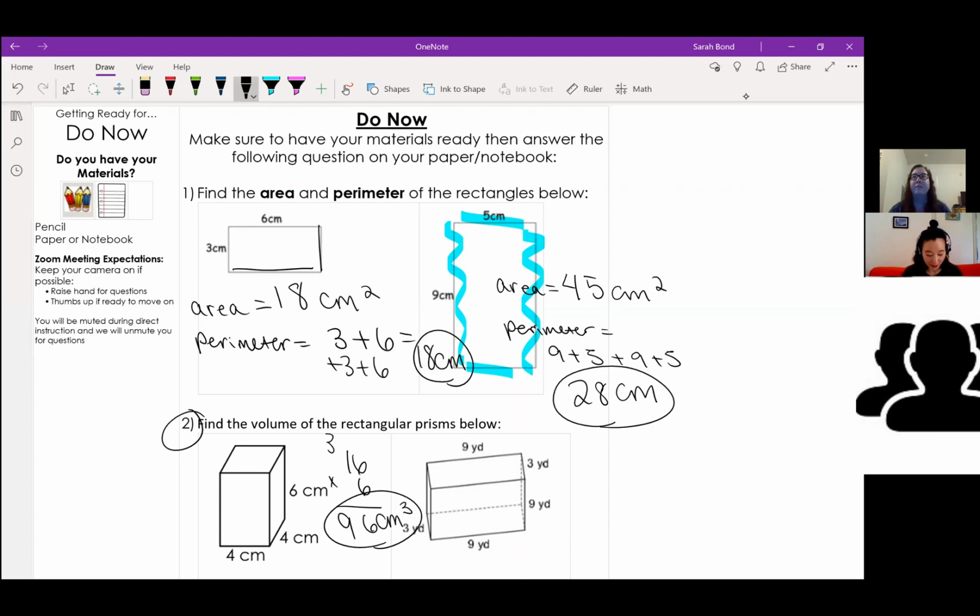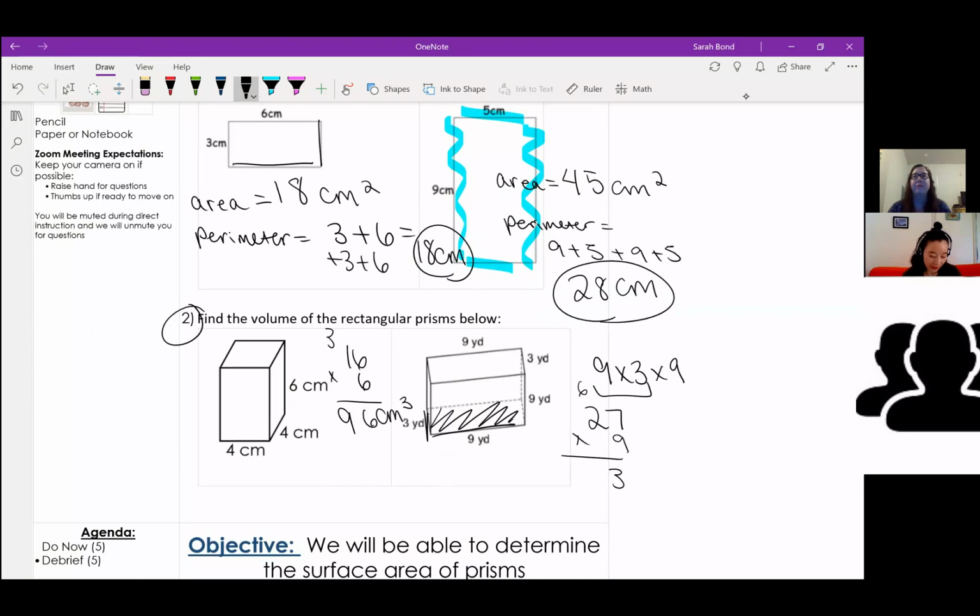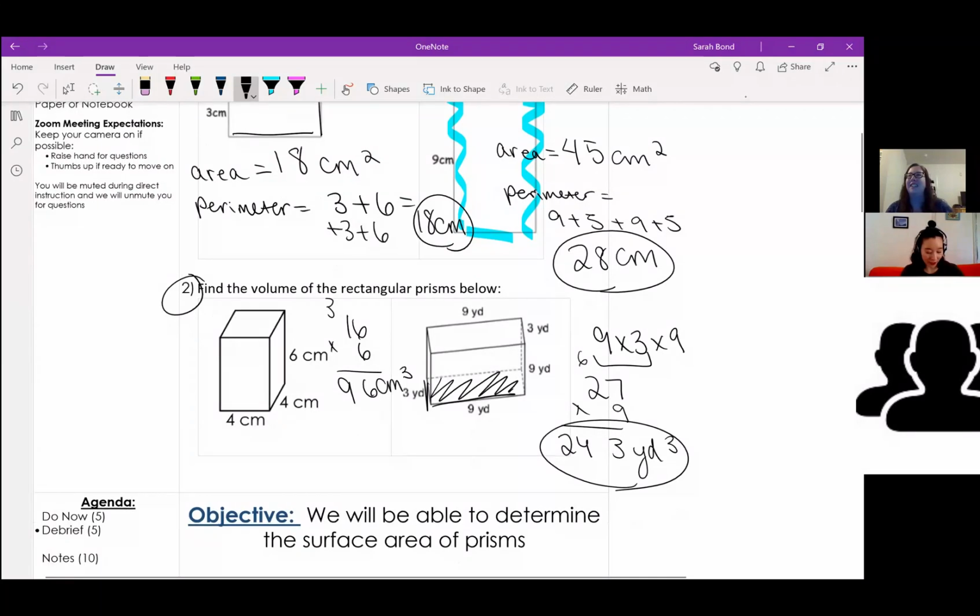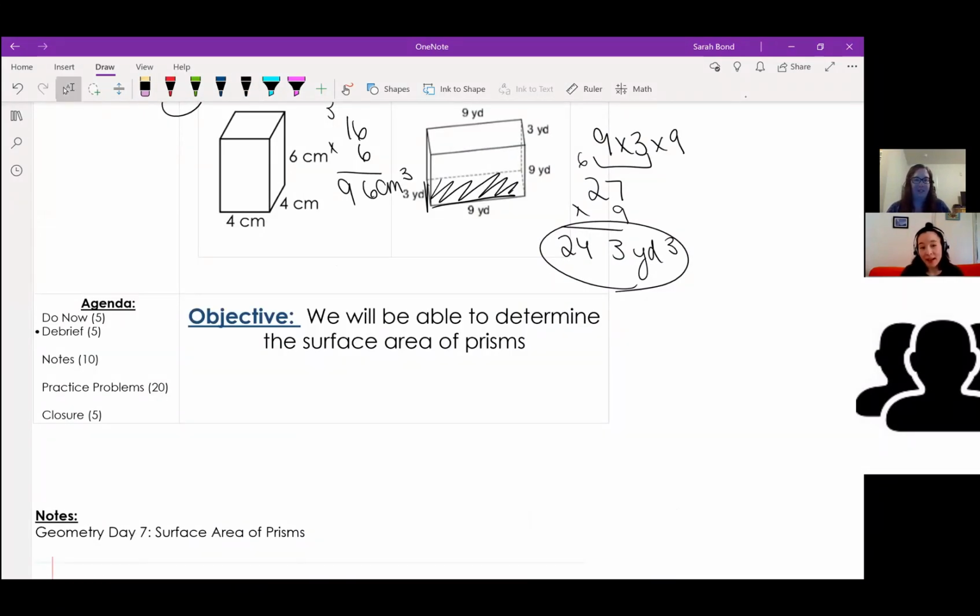The last one, the hardest one, I had a lot of extra information on here. What is the length, width, and height of this rectangular prism? It's 9 by 3 is our base, and then our height is also 9. So if you do 9 times 3 times 9, you get 27 times 9. 9 times 2 is what? 18 plus 6? 24? 243 yards cubed.